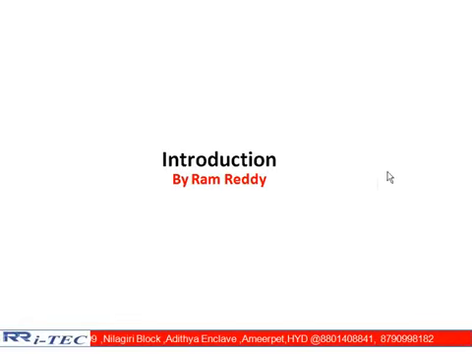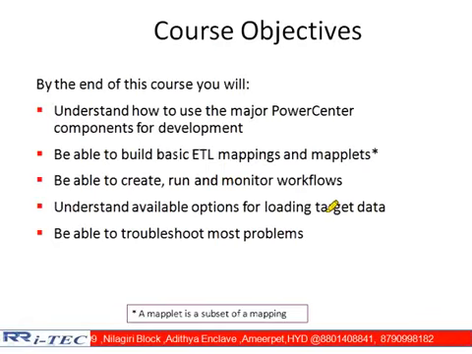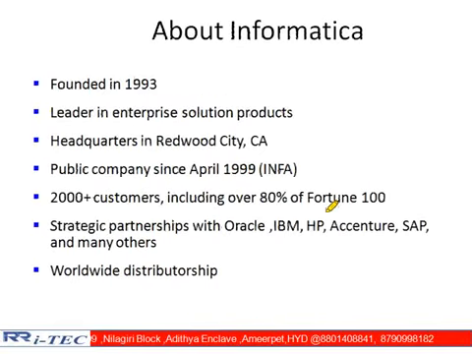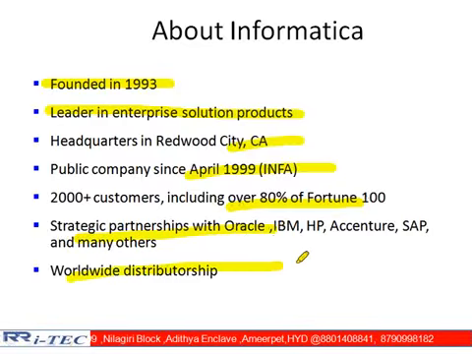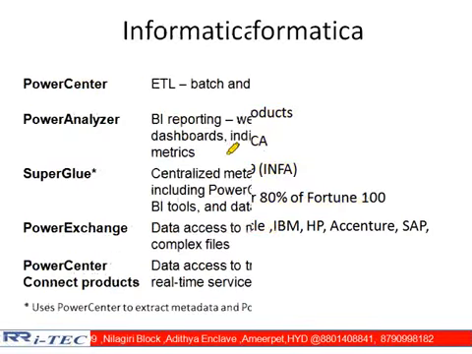Everyone knows Informatica did not come today. It is available from the year 1993, almost 20 years. It is a leader in enterprise solution products, that is true. On the ETL side, in number of projects executed, Informatica leads compared to the other tools. Headquarters, 1999 and 80% revenue, these are some kind of market strategy.